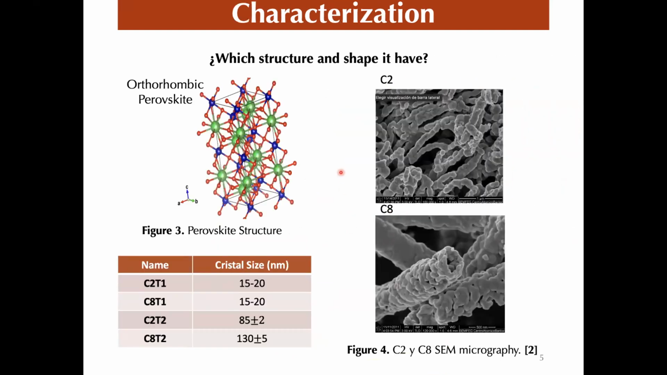Well, which structure and shape does it have? From X-ray diffraction, we found that the samples show an orthorhombic perovskite structure, and we also obtained the crystal size for all the samples, and we found that T1 samples have a smaller size than T2 samples. And from the scanning microscopy, we found that the 200 nanometer membrane samples, I mean C2 samples, have nanowire shapes, and the CH samples have nanotube shapes.